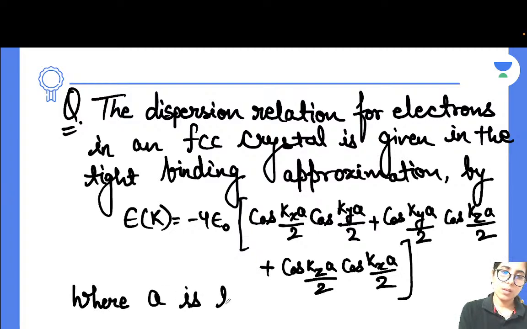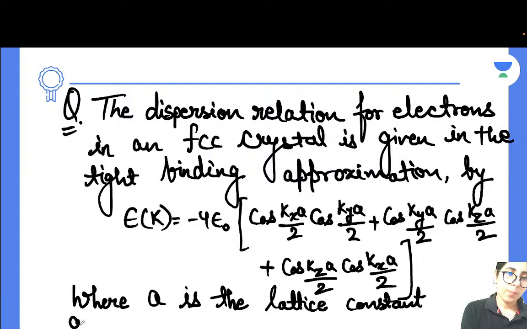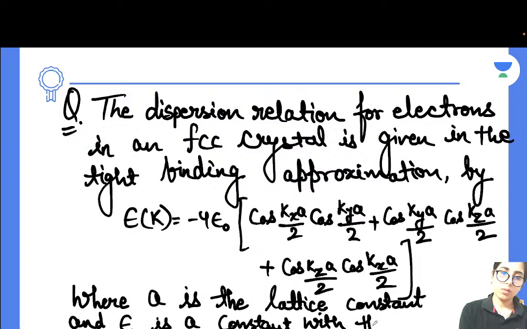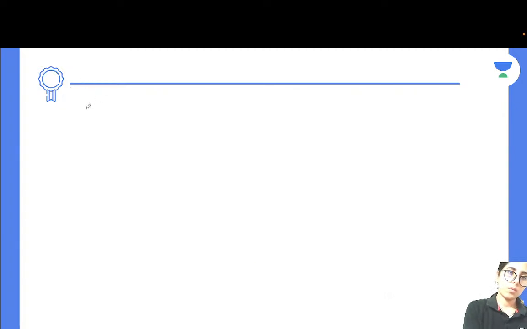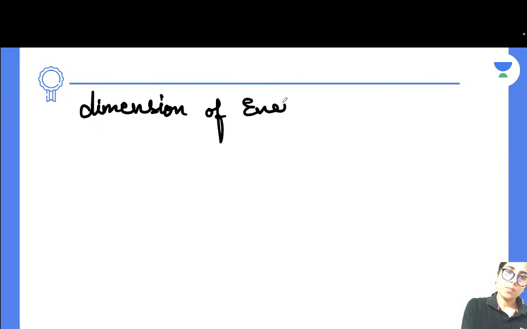where a is the lattice constant and epsilon naught is a constant with the dimension of energy.